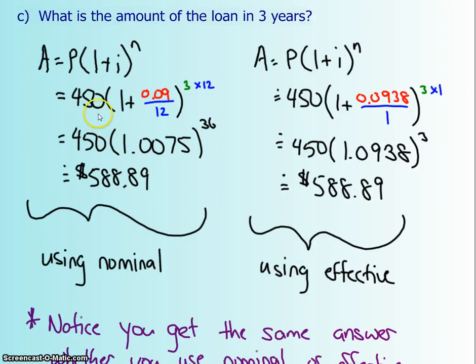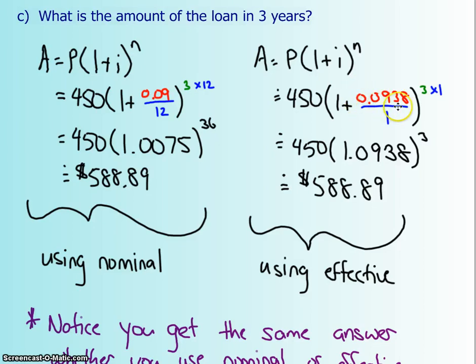So we had a loan of $450, and we're going to have the 9% compounded monthly for 3 years. That's going to change the number of interest payments to 36 interest payments. Okay, so all of that in consideration, you get a future loan of $588.89. So that's using the nominal interest rate.